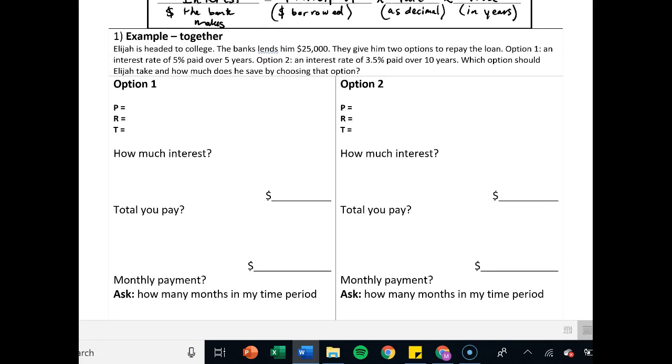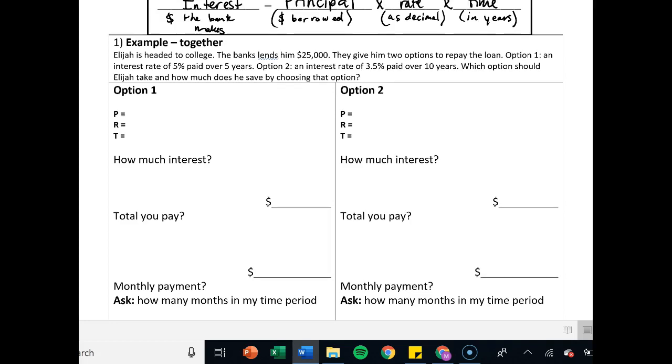So here's our example. It says Elijah is headed to college. The bank lends him $25,000. They give him two options to repay the loan. Option 1, an interest rate of 5% paid over 5 years. Option 2, an interest rate of 3.5% paid over 10 years. Which option should Elijah take, and how much does he save by choosing that option?